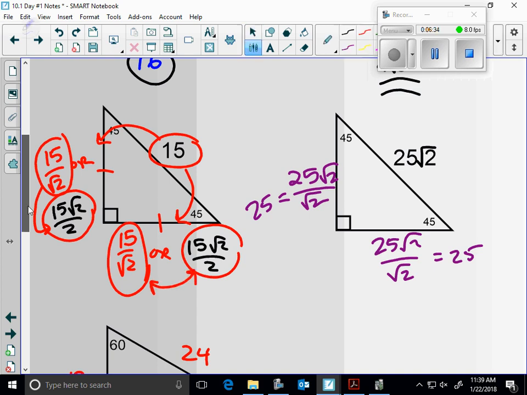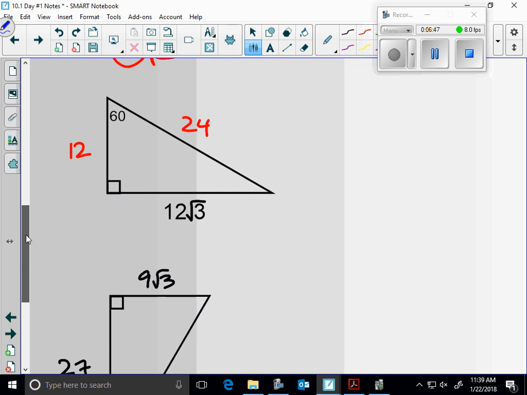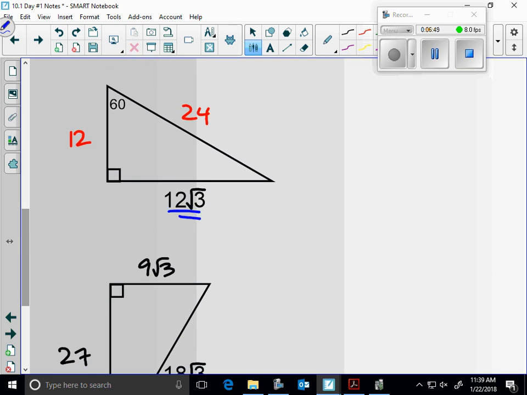Okay, over here, given hypotenuse, oh, this is a nice one. Don't make too much work out of it. Divide by the square root of 2, what do you get? 25. Okay, so your sides are 25. Let's keep rolling. Given this side here, I would divide by the square root of 3, and I get 12. I'd be 12 square root of 3 divided by the square root of 3. Those would cancel. I get 12, and I'd double that.